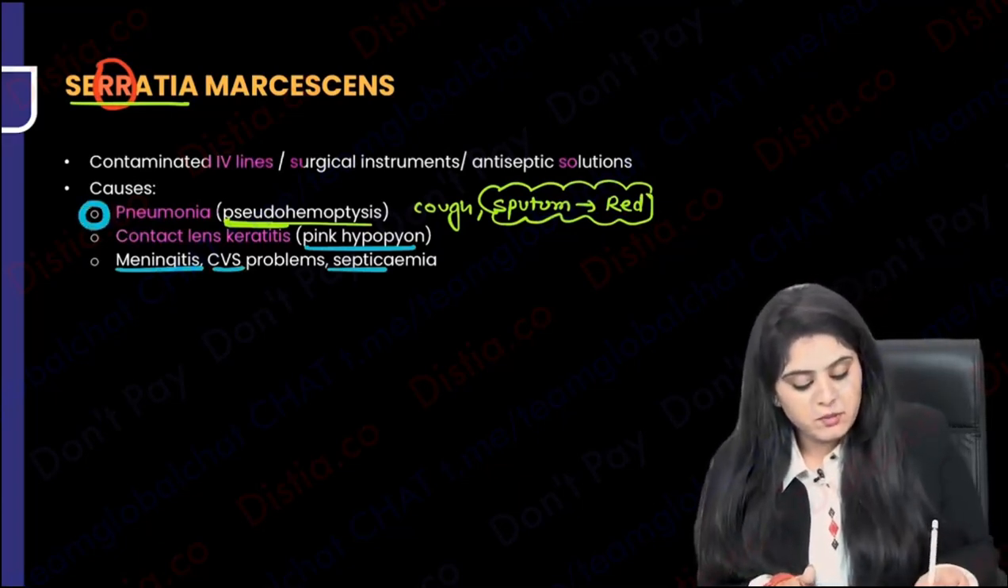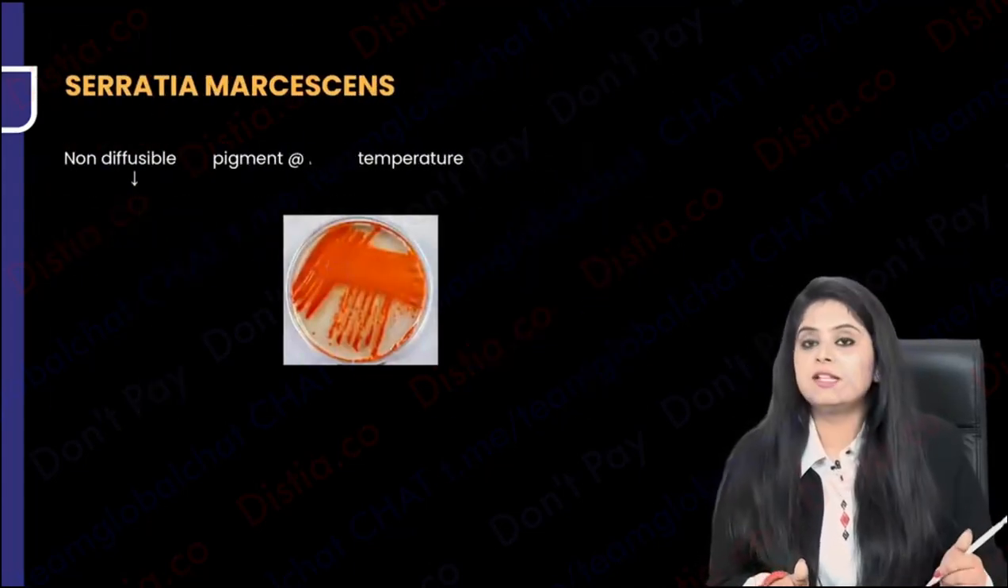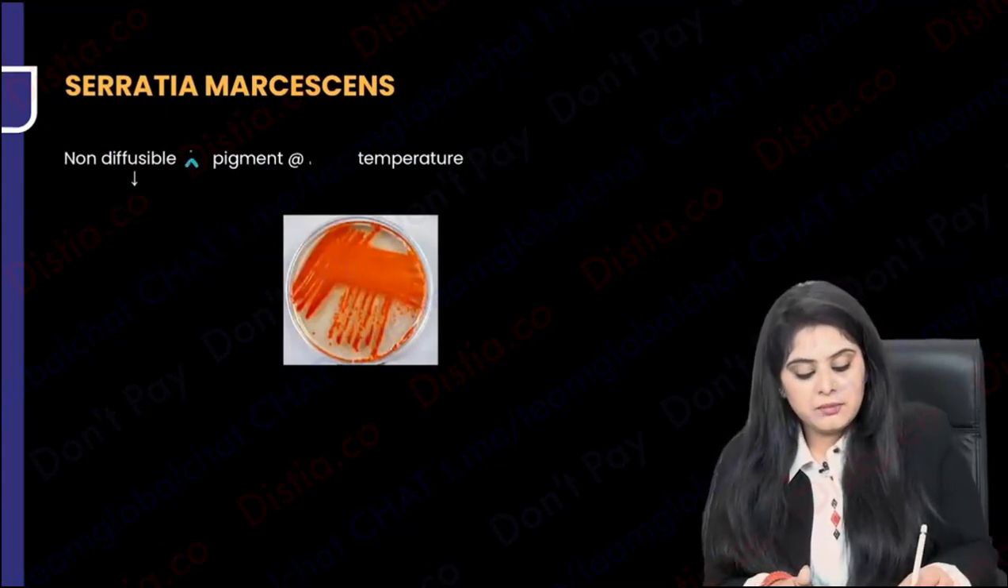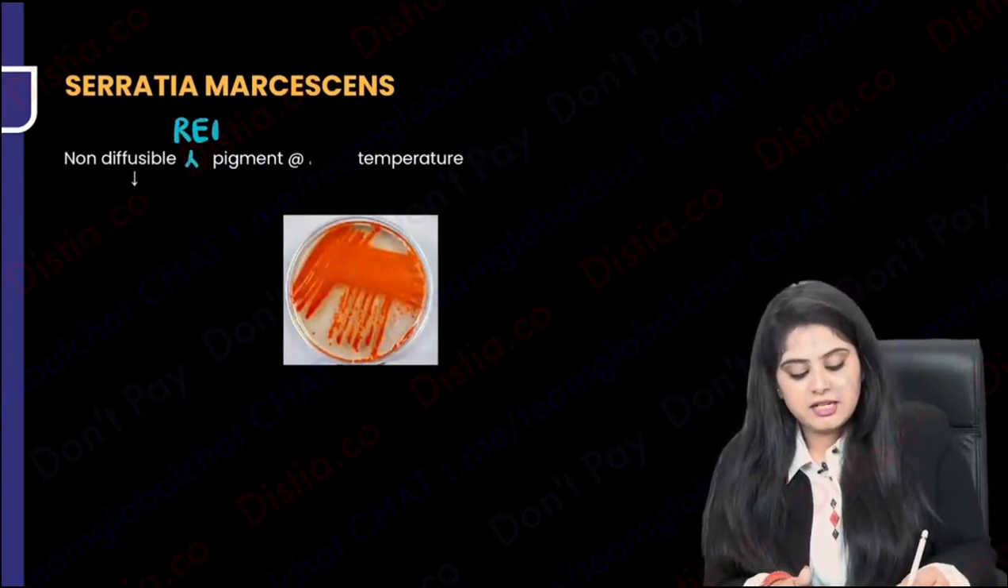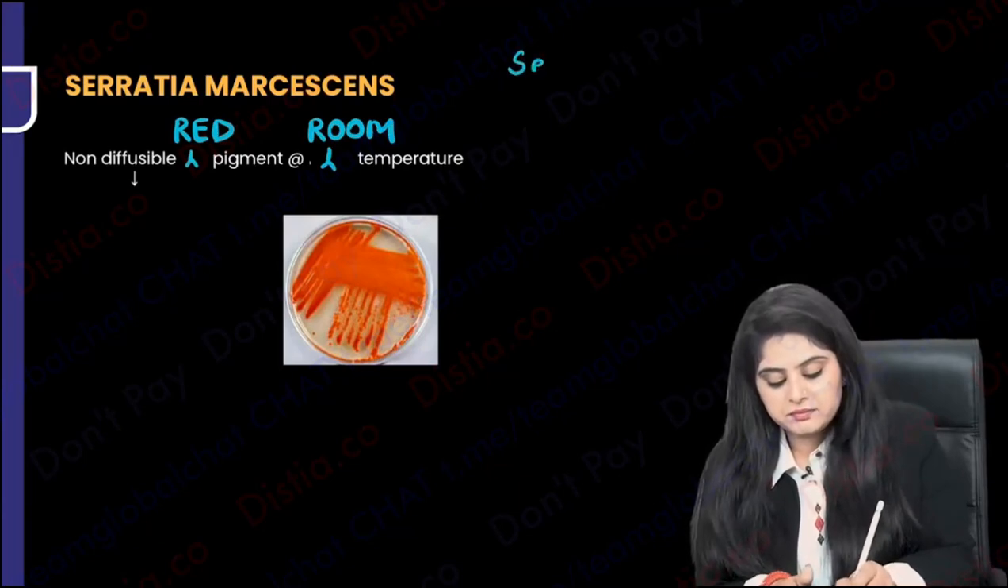But having pseudohemoptysis and pink hypopyon, the pink, red color is important, and that is how the slide is going to be. What color pigment does it have? It has a red color pigment at room temperature. What did I say? Now you can write Serratia easily for all of you.